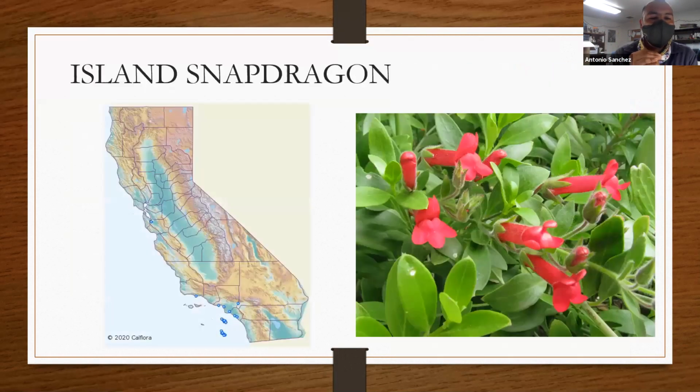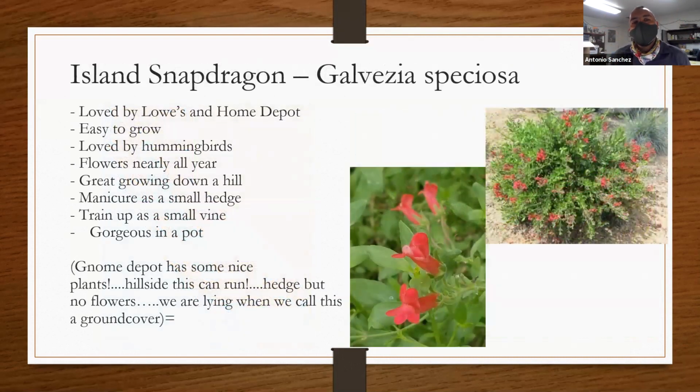Island Snapdragon. This guy's only from the Channel Islands, so you might not see a lot of distribution. But this one you can find at Home Depot and Lowe's. It's very, very easy to find in almost any nursery nowadays. Again, it's easy to grow. Hummingbirds love it. This is an interesting plant in that it's flexible. We can do a lot with it.